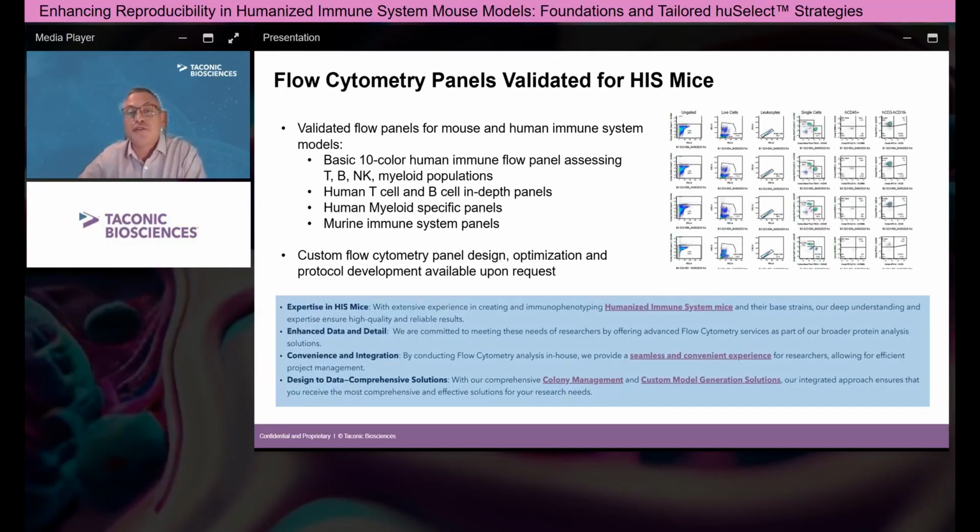We have developed a number of different flow panels that are specifically designed to study humanized immune system mice. Our basic 10-color human flow panel assesses all major T, B, NK, and myeloid cell populations. We have various in-depth panels that include all human T and B cell subsets. We have human myeloid cell specific panels, as well as murine immune cell specific panels, again, because those murine cells can be present.